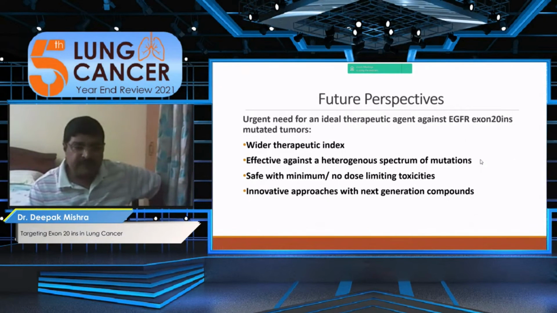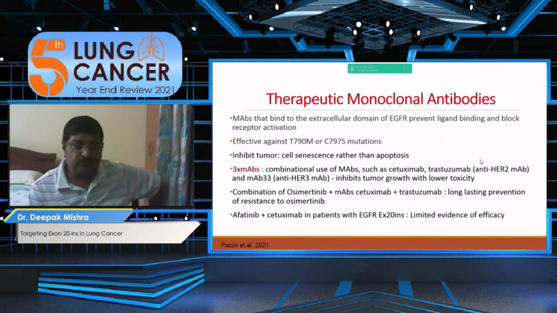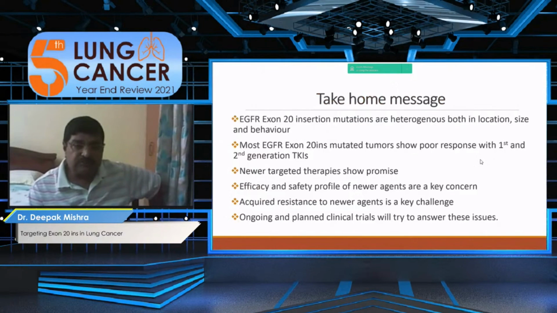So the future perspective is that the urgent need is to develop an ideal therapeutic agent for this, which should have a wider therapeutic index, be effective against the heterogeneous spectrum of mutations, be safe with minimum or no dose limiting toxicities, and have innovative approaches with next generation compounds. So these are the new drugs, monoclonal antibodies.